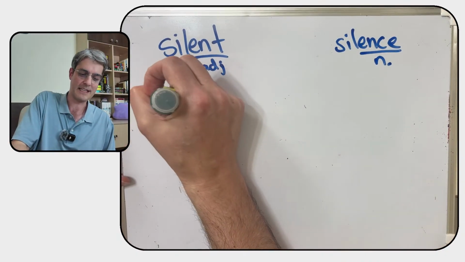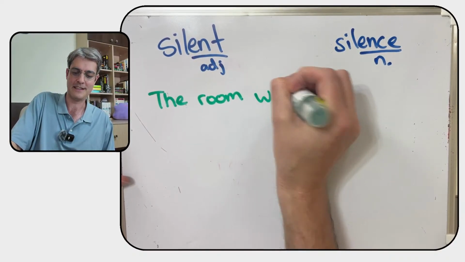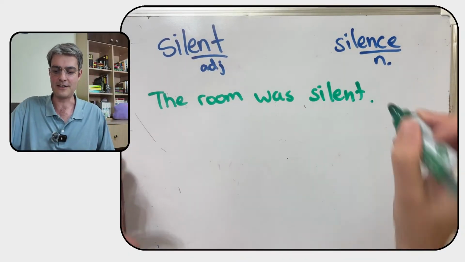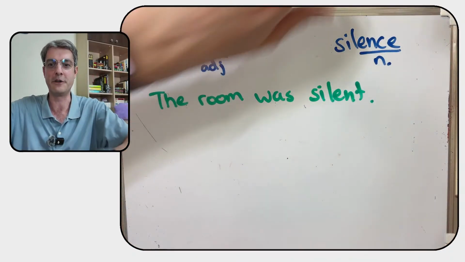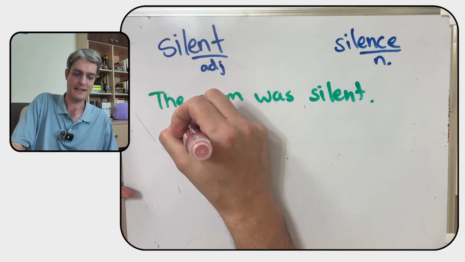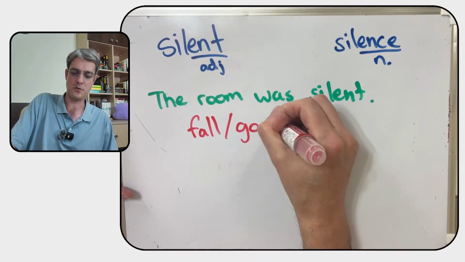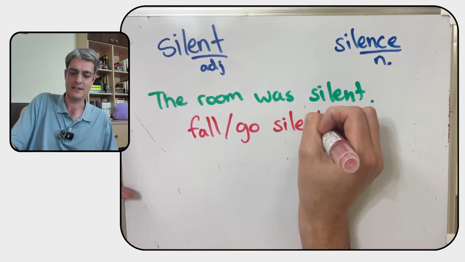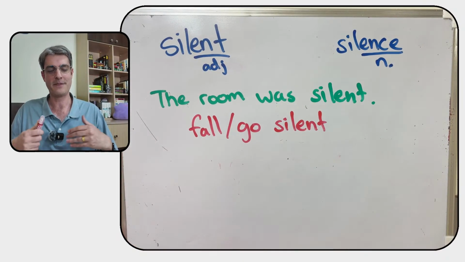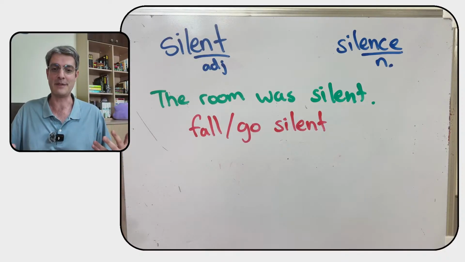You might hear someone say, the room was silent. All right. And there are some useful verbs that collocate with silent. We could say that a room falls or goes silent. So when a room falls silent, that's when it suddenly becomes quiet after it has been noisy.